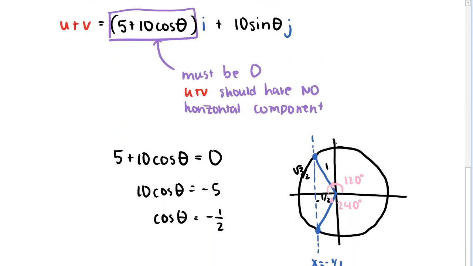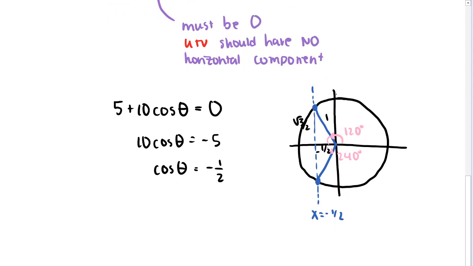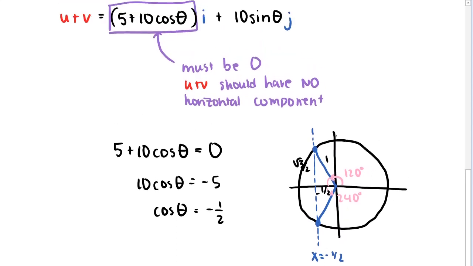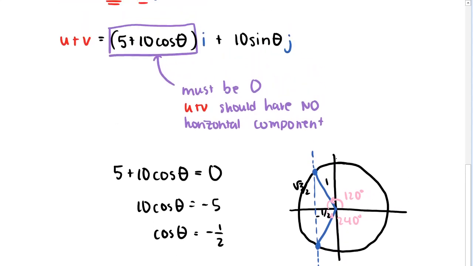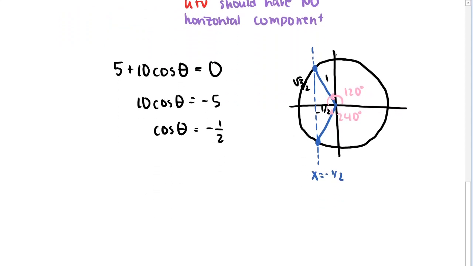Now, this is the value of theta that makes cosine of theta equal to negative 1/2. It makes the horizontal component of our vector 0, and so it makes this person travel directly north. This is the angle the boat should travel: 120 degrees. So theta is equal to 120 degrees.